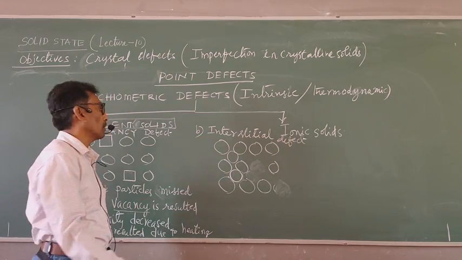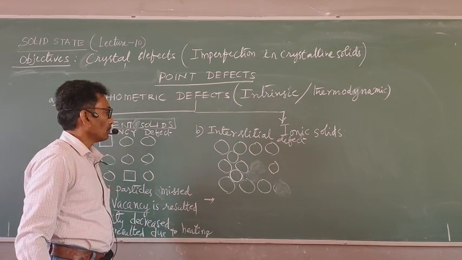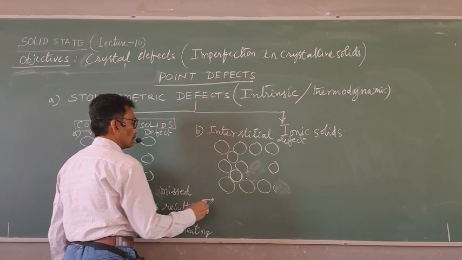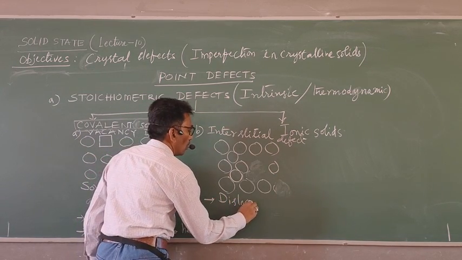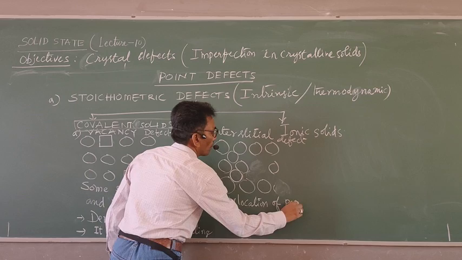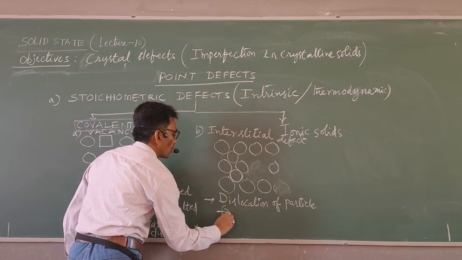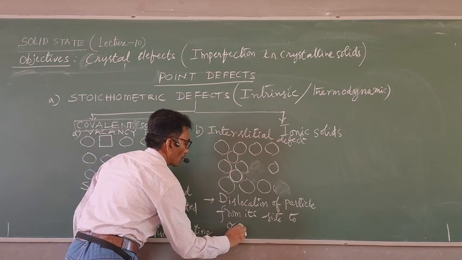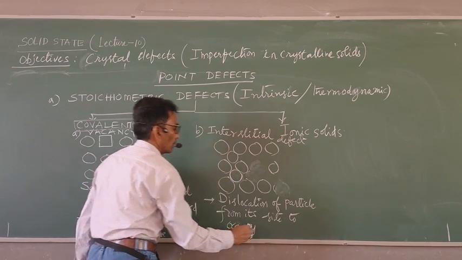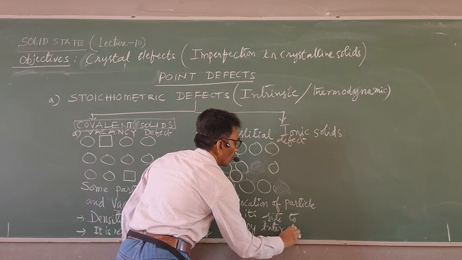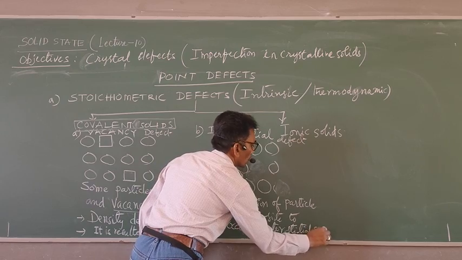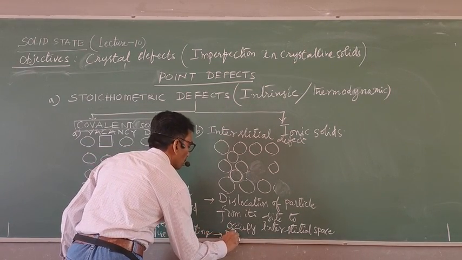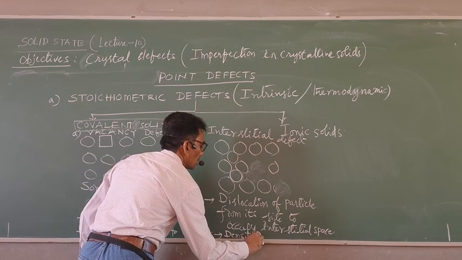More particles are gathered here, and density is increased in this case. Now observe the information, dear students. What is this information? Dislocation of a particle from its side position to occupy a void, nothing but interstitial space. Due to this, what happened to density? Yes, density is increased.